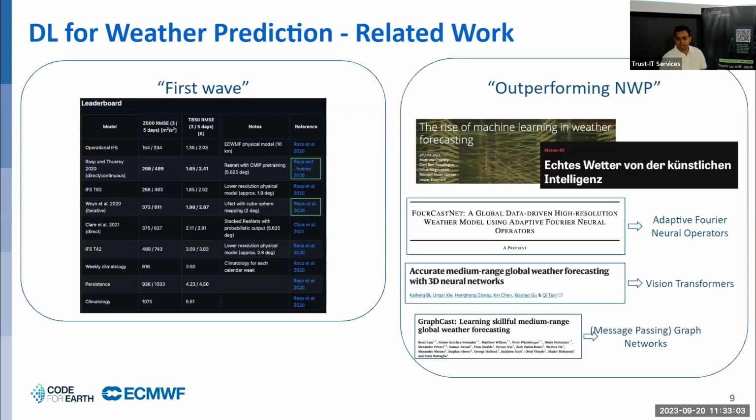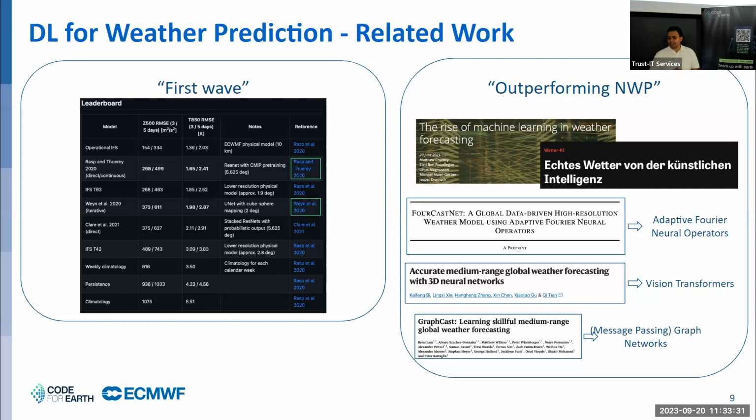And now, as Jesper already mentioned, there are many different models coming up from the industry, and each of them uses a different kind of network, like adaptive Fourier neural operators, vision transformers, or graph networks. But what we don't see there is the diffusion model. And one of the aims of this project was to really explore diffusion models, to see how well they do compared to the different models.